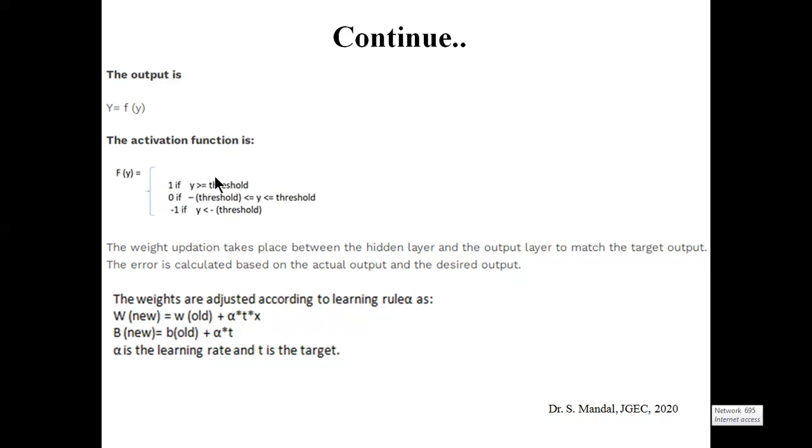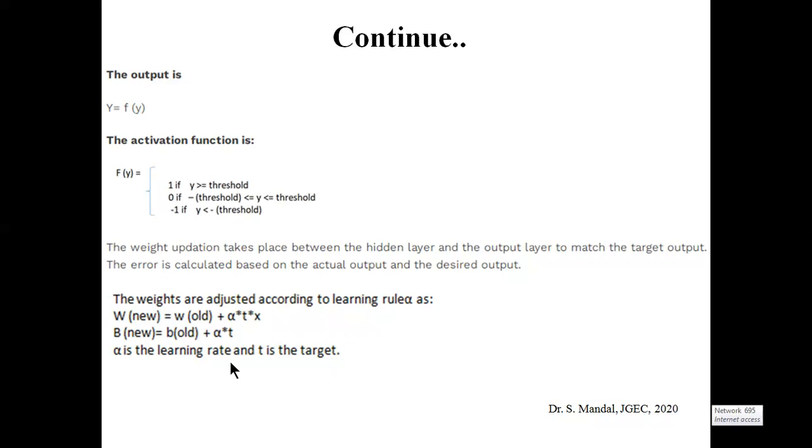You can see that as per the perceptron learning rule, the new weight value will be w old plus alpha into t into x. Here you can see that one new parameter has been introduced, which is called alpha, the learning rate. And this is basically a constant value throughout the algorithm or throughout the iteration.